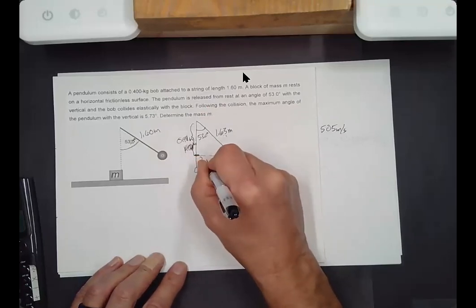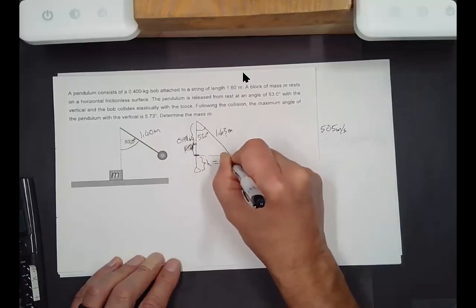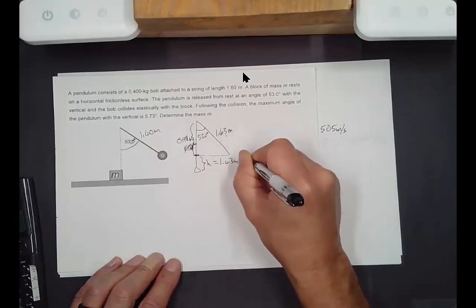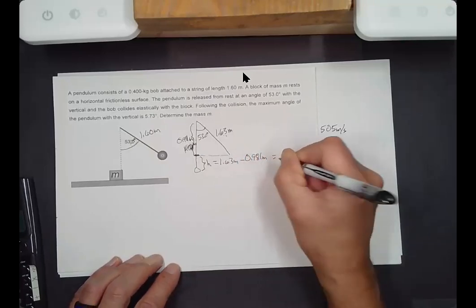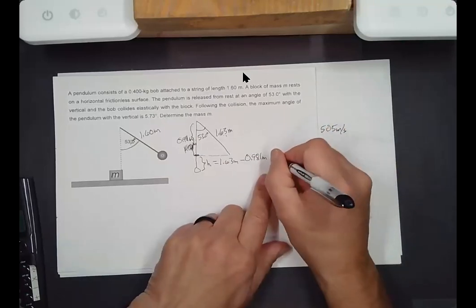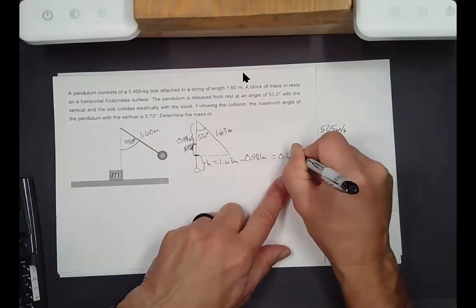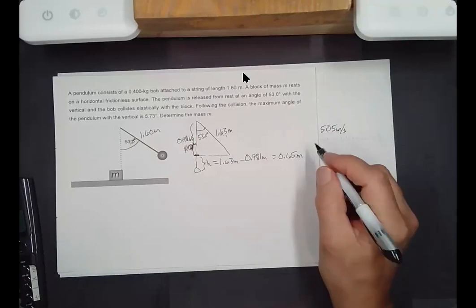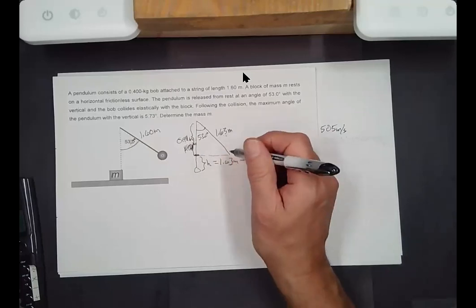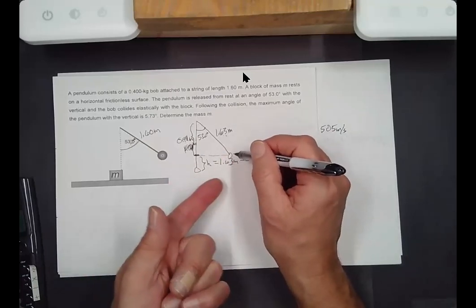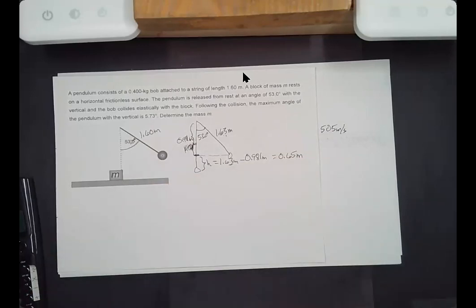This little distance here, which I'm going to call h, is actually 1.63 meters minus 0.981 meters. And actually, that's going to look like 0.65 meters. That's all I can keep for significant figures, because the uncertainty shows up here at first. So that's how much higher the bob is at the start than it is when it's going to be smacking into that. Now, why do I want to know that?